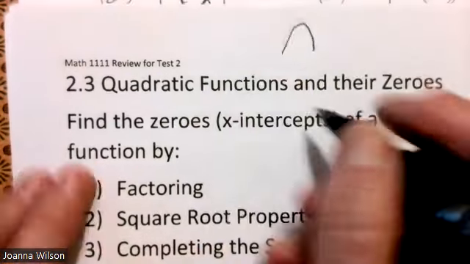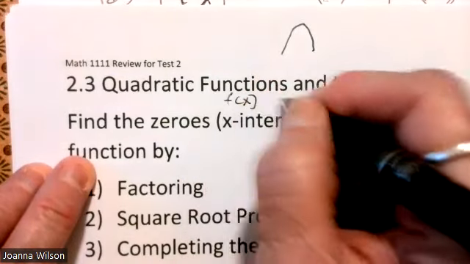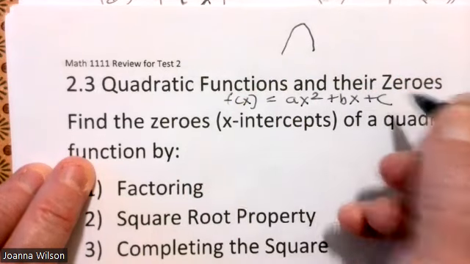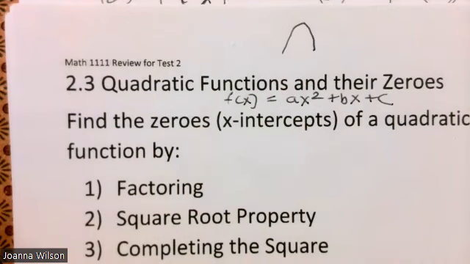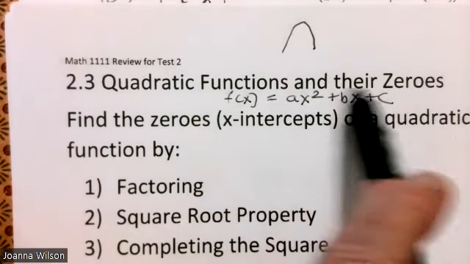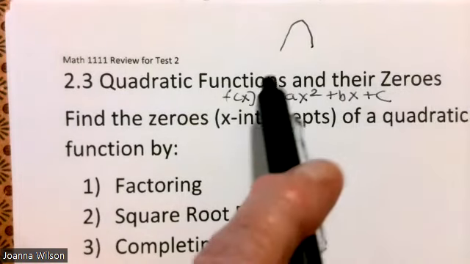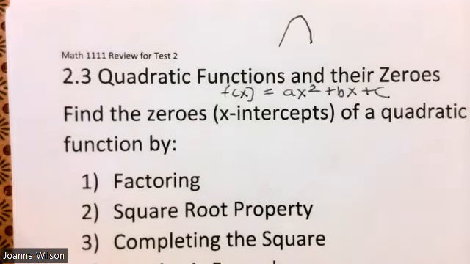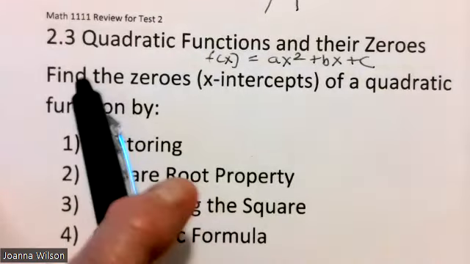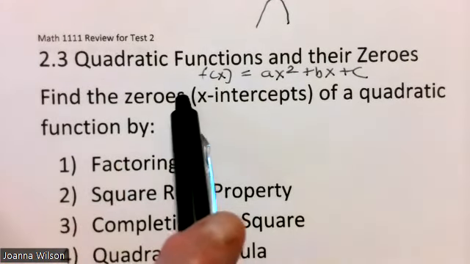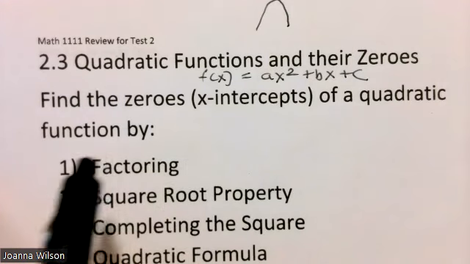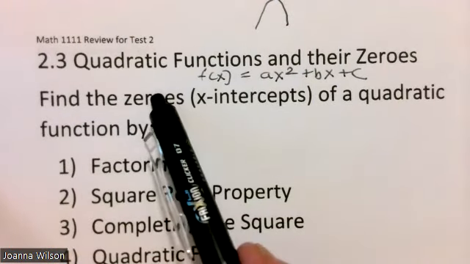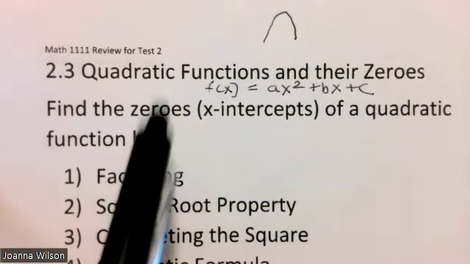Now, a quadratic function is going to be in the form f of x equals ax squared plus bx plus c. So that looks different than a linear function. It will have a square term. It might not have these two terms. B and C could be 0, but A can't be 0. So this is a quadratic function. And some of the things we do is find the x-intercepts, which are also called the zeros. And basically, when you go to find the zeros of a function, and we aren't really talking about the non-real zeros, but the real zeros are the x-intercepts on the graph.